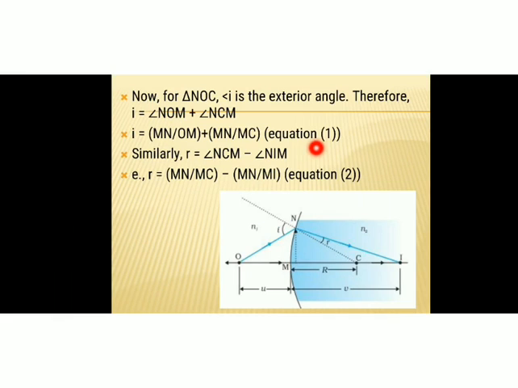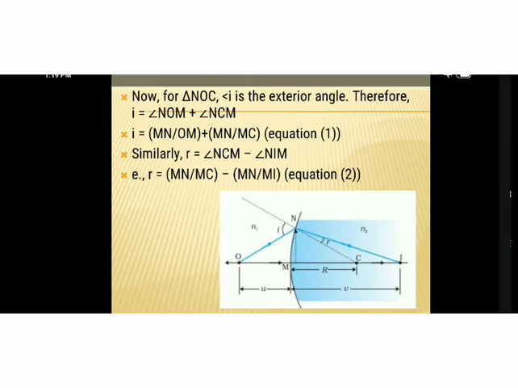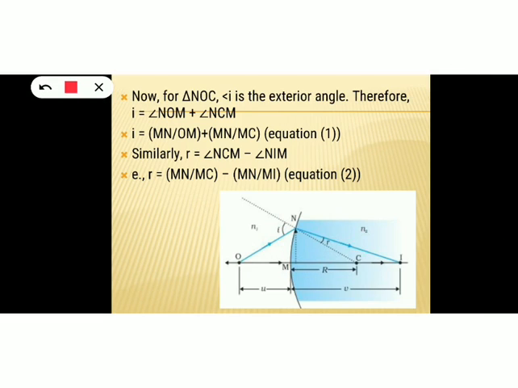Now for triangle NOC, again we are doing some other substitutions. We are considering triangles in another way. So consider the triangle NOC. Which is the triangle NOC? This is the triangle NOC. Okay. So for this triangle NOC, angle I is our exterior angle, isn't it?